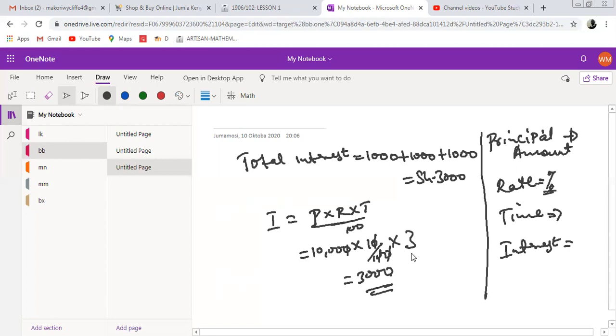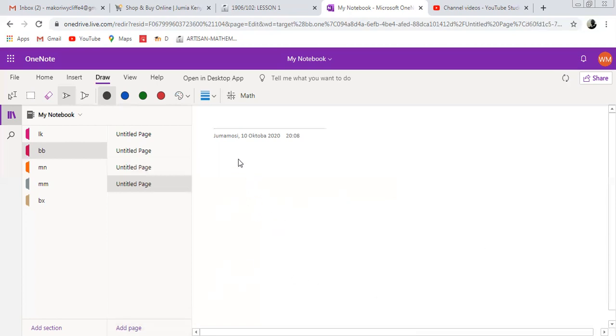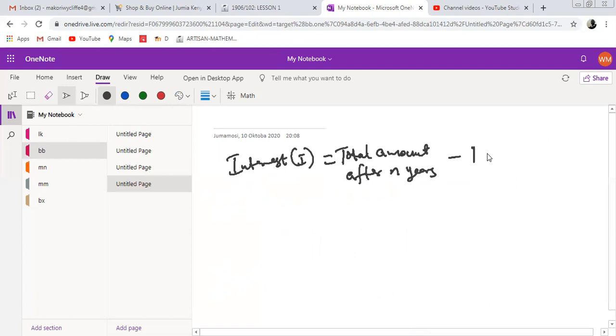So we can come here and say that interest, which is normally denoted by I, is normally calculated as the difference between the total amount after n years minus the principal.